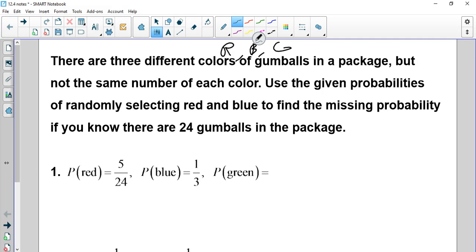Well, basically, this comes down to, we know there's 5 out of 24. 1 out of 3 is the reduced number. If we don't reduce this, we need this denominator to be 24. So 3 times 8, 1 times 8, that's 8. So that means between red and blue, there are 13 gumballs that are red or blue. So if we just subtract 24 minus 13, that tells us there's 11 out of 24 green gumballs. Because 8 plus 5 plus 11 is 24.